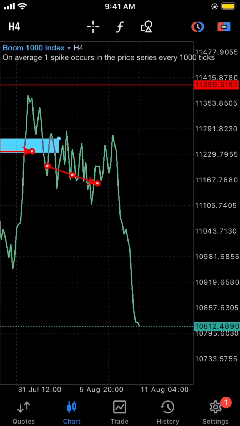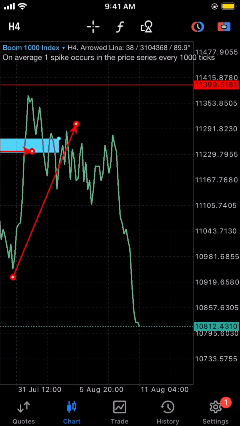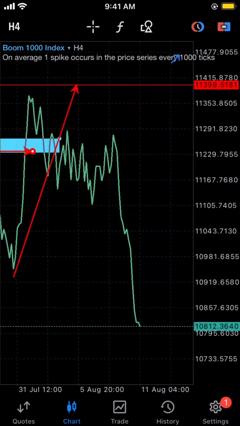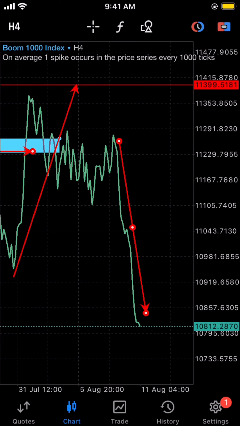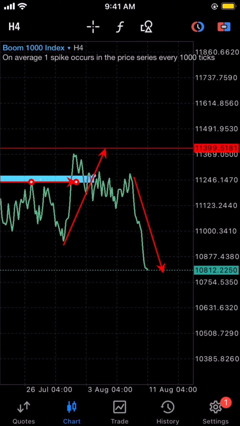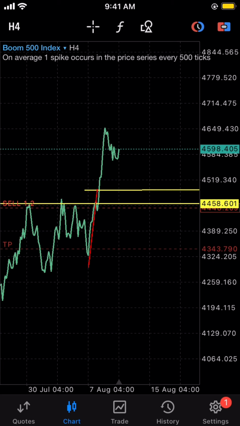Then the last confirmation that we need is for the price to break a structure. We drew a trend line like this, and that's called a structure. So we waited for the price to break out of the structure, come back to this key area and retest it. We take a trade over there, voila, we make money like this. That's exactly what happened. And now let's go to Boom 500, where I'm currently losing money.